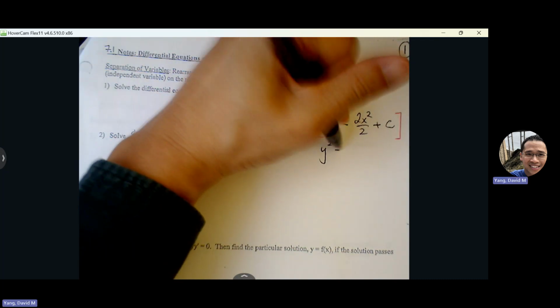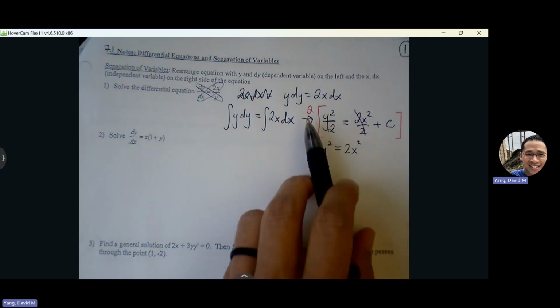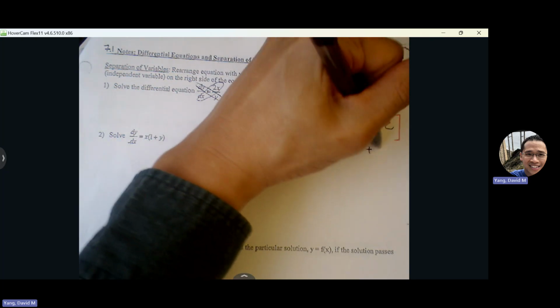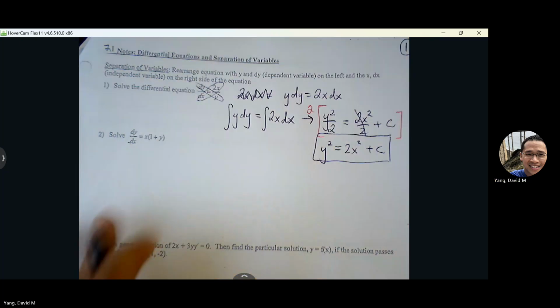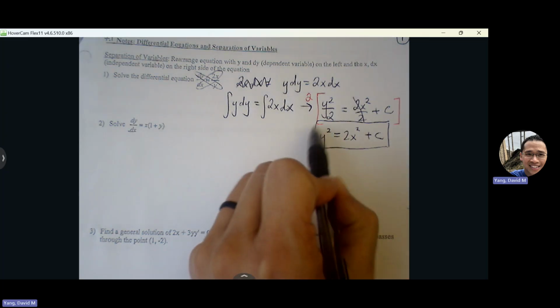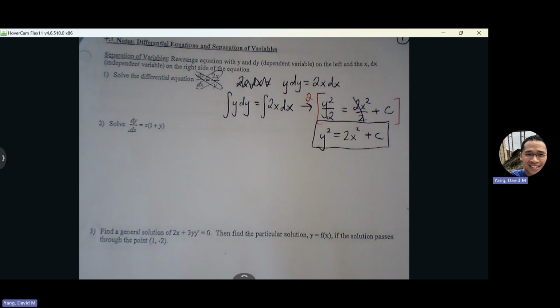I get y squared is equal to 2x squared. Technically it's 2c, but we know 2c is still a constant, so we'll just do plus c. Eventually, we may have to go a little further and solve for y, but for now, technically we've solved the differential equation. We've made our derivative level rise up to the function level.